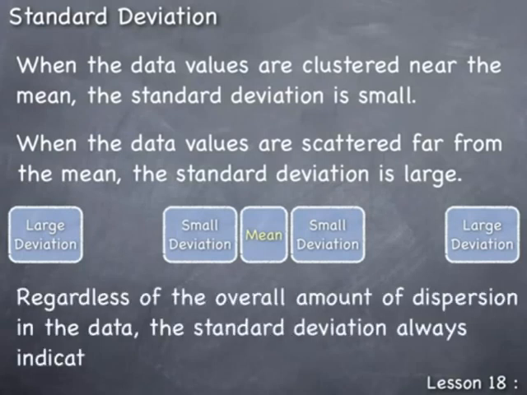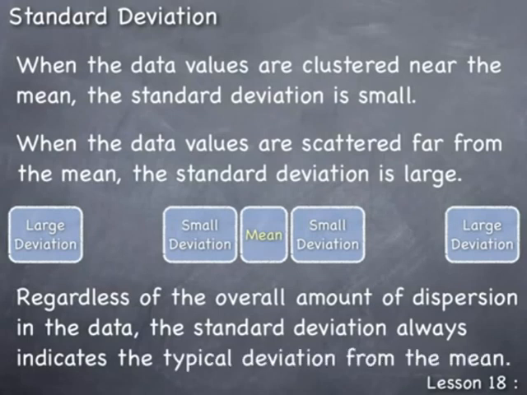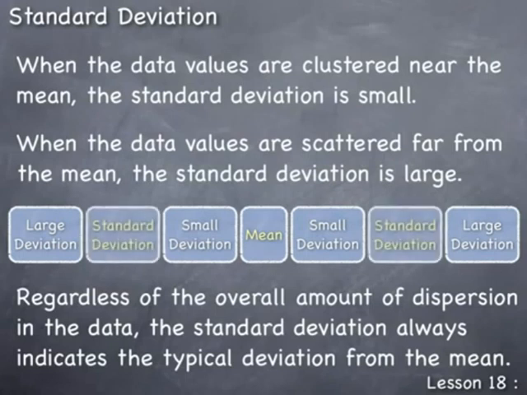Regardless of the overall amount of dispersion in the data, the standard deviation always indicates the typical deviation from the mean. So a standard deviation is not as far as the largest deviation, but not as small as the smallest deviation. The standard deviation gives you that average, overall, typical deviation the data values are from the mean.